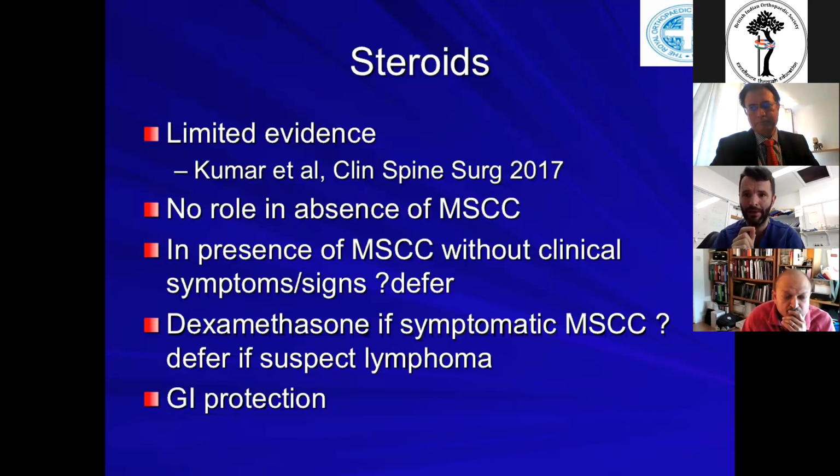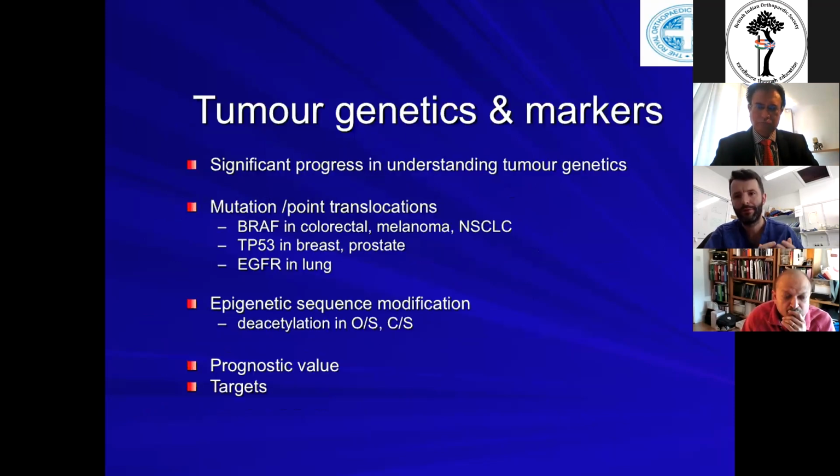The one caveat to that is lymphoma. If you're suspicious of lymphoma in the spine and your radiologist tells you it might be, please don't give them steroids, or certainly discuss it with your local spinal team, because you can effectively get rid of the disease quite quickly with steroids, but that makes it more difficult later to actually make the diagnosis because there's nothing left to biopsy. These days, cancer has moved on considerably.